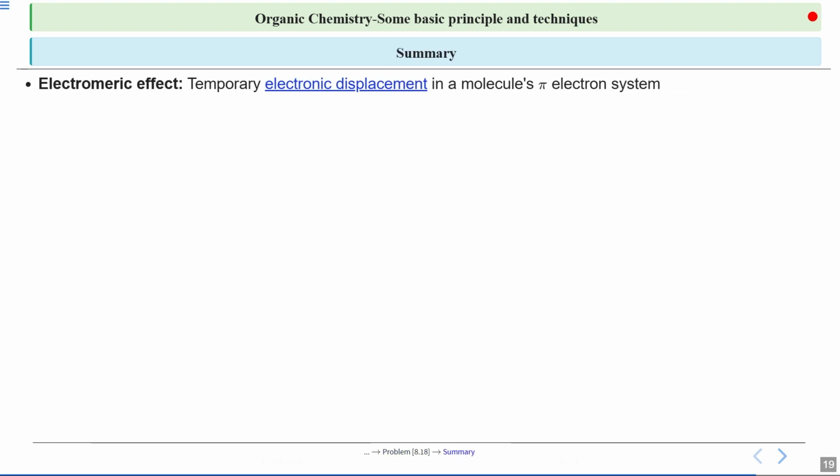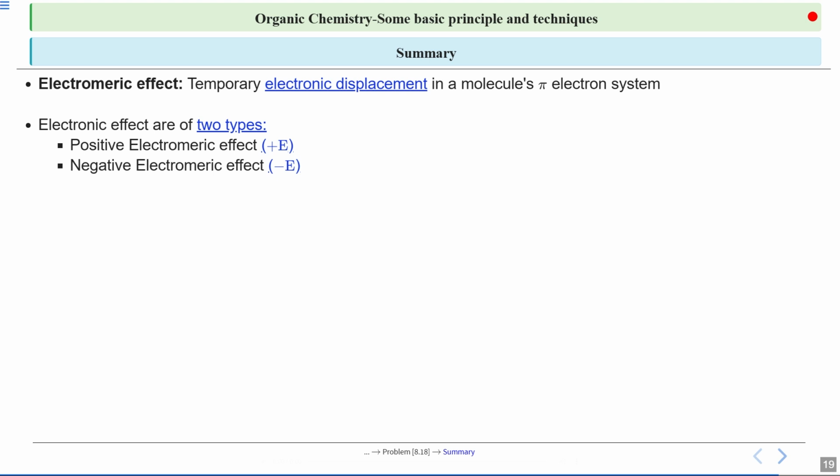Now let us summarize today's class. We started with the electromeric effect, which involves the temporary electronic displacement of a molecule in a pi electron system. It can be of two types. If your substance is donating electrons onto the attacking reagent, it will show a positive electromeric effect or plus E. And if it is accepting electrons from an attacking reagent, then it will show a negative electromeric effect.